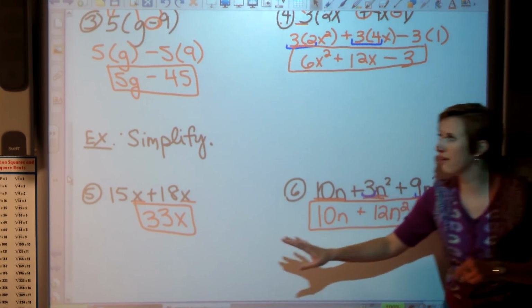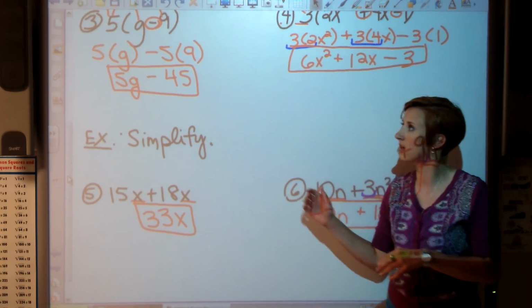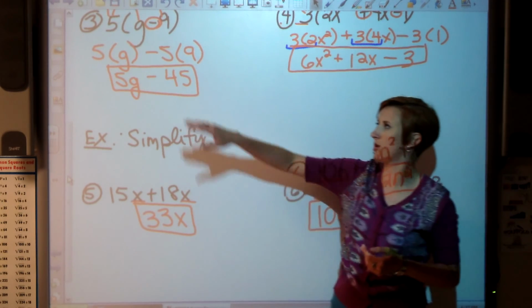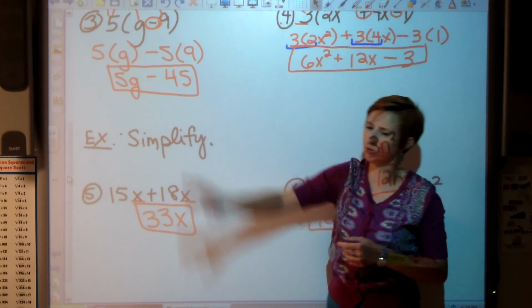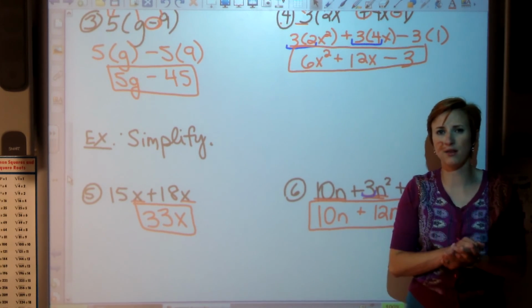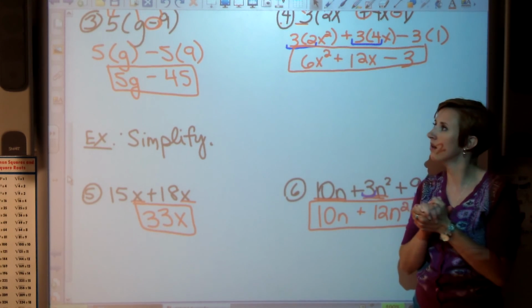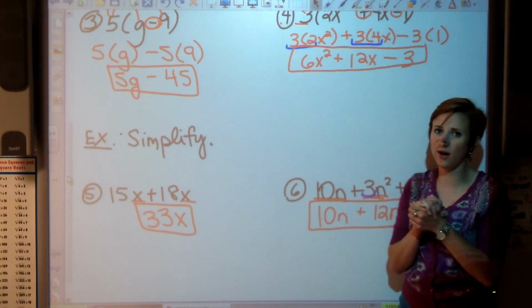Now, if you still have any questions about like terms and combining like terms like on 5 or 6, or if you have questions about distributing like the ones on examples 1 through 4, please go back, rewatch them, replay them. Remember, first thing tomorrow we'll answer any questions we have. And please be sure you're ready to go. Thanks.